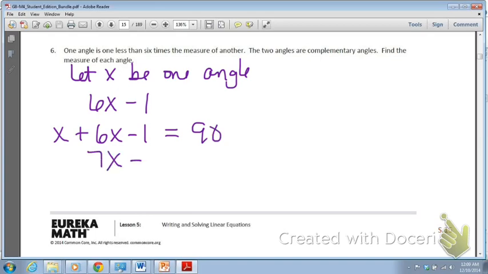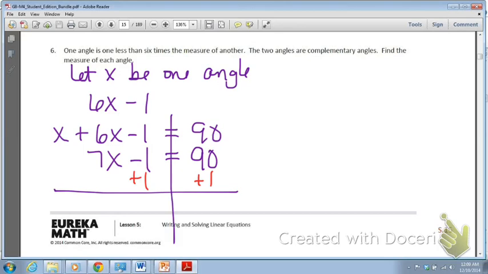So 7x minus 1 equals 90. And then if I add 1 to both sides here, then I can see that 7x is equal to 91. And then to get what 1x is, I'm going to divide 91 by 7. And I'm going to come up with x is equal to 13. So 13 degrees is the measure of one of my angles.